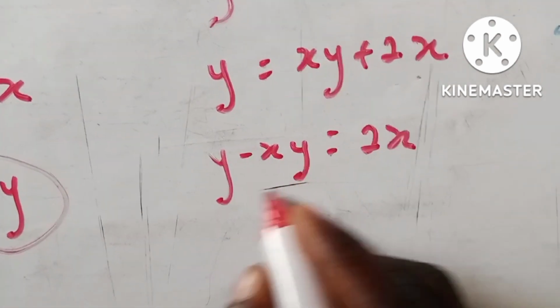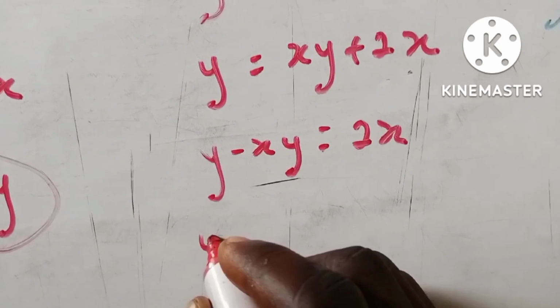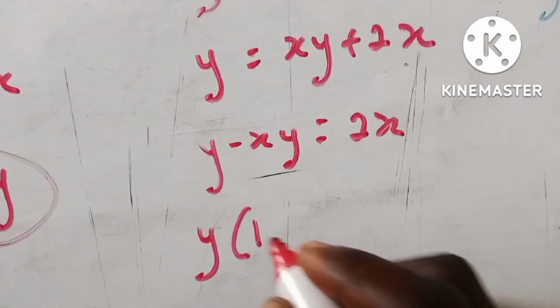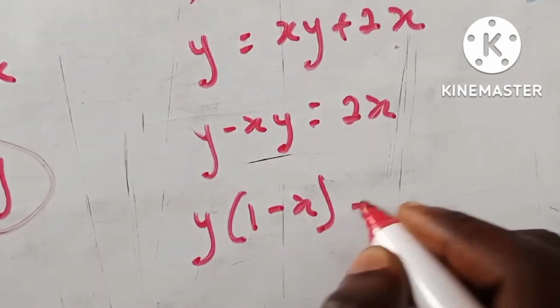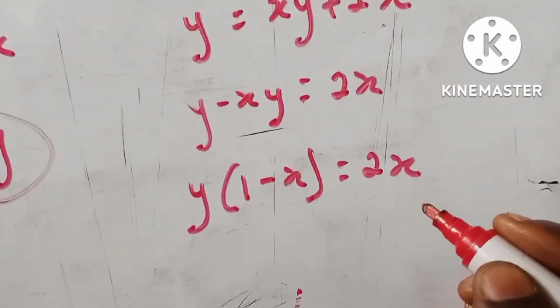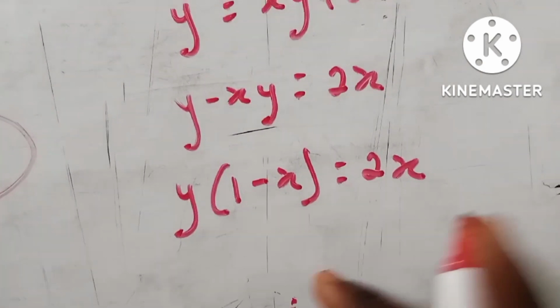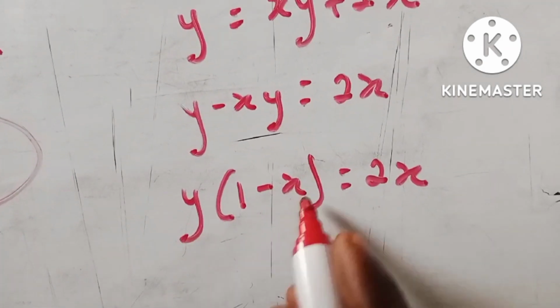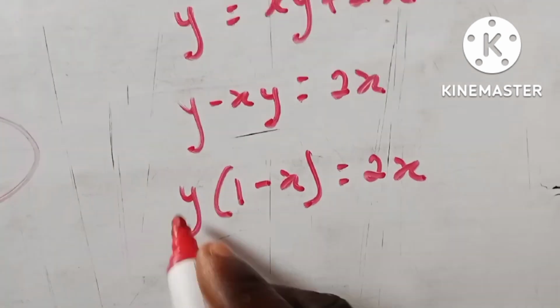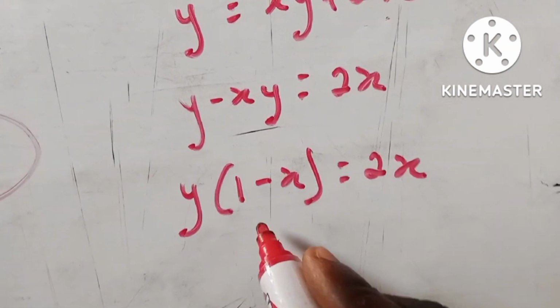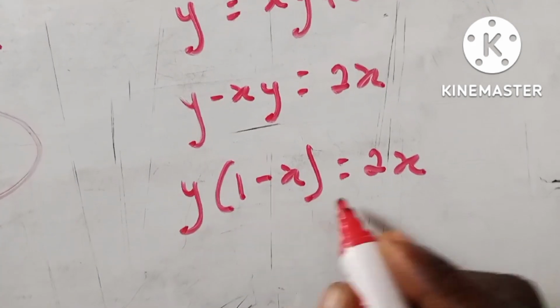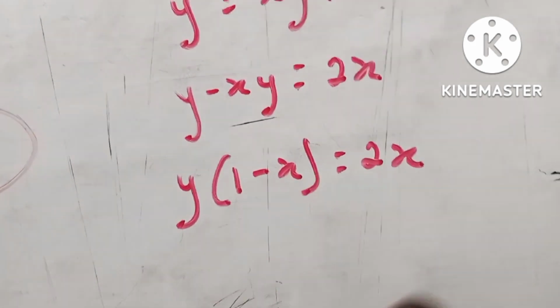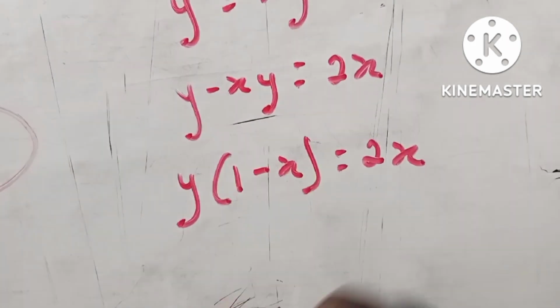So here we can factor. You are going to factor y out. If you factor y, you are left with 1 minus x here, that is equal to 2x. Are you there? Okay, what are we looking for? We are looking for y. So anything that is attached to the y must vanish. So here we are multiplying. So the reverse of that is what? You're going to divide both sides by 1 minus x, right?